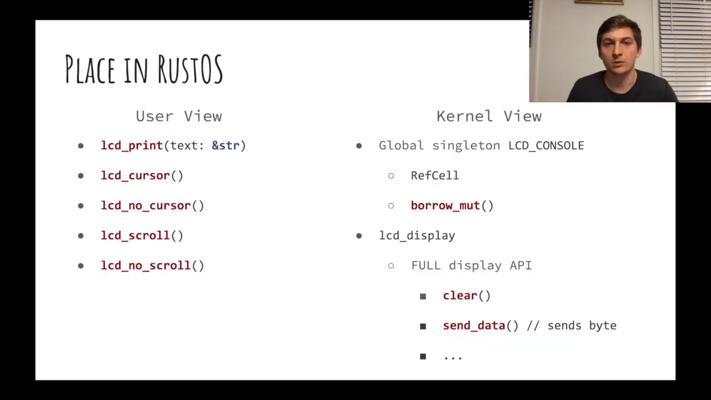Let's examine how our LCD display driver fits into Rust OS and enables console output. In user space, we exposed a nice high-level API that user programs can take advantage of. In kernel space, we mirror the design that we used in Lab 2 to implement the console. Specifically, we have a global singleton LCD console, which is implemented with dynamically checked borrow rules. However, while in Lab 2 we used a homemade mutex, here we chose to use a RefCell, which is a part of the Rust standard library. To actually print to the display, the kernel mutably borrows an LCD display object, which keeps track of the state of the display and implements all of the low-level features.